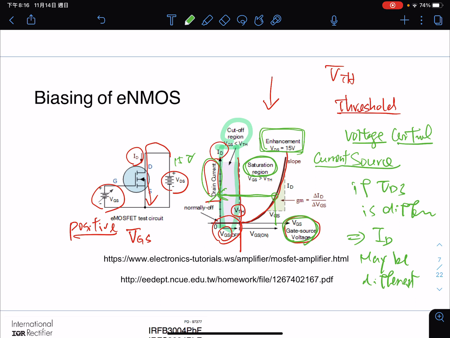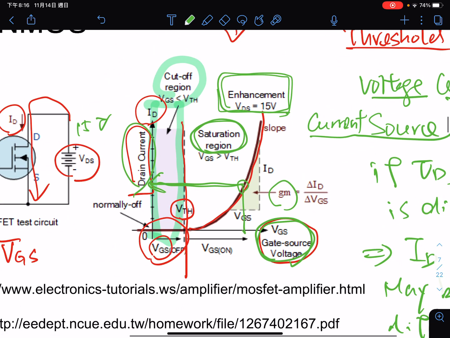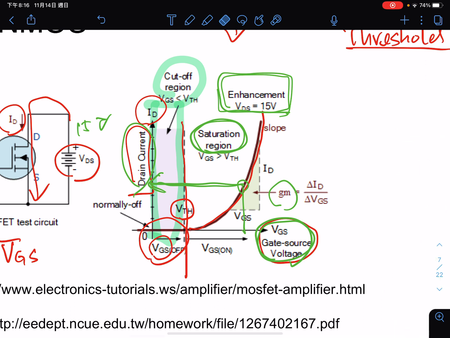And since this is the voltage control current source, there is also a very important parameter called the GM here. Let me make this one bigger. This is GM. GM is usually called the forward transconductance.